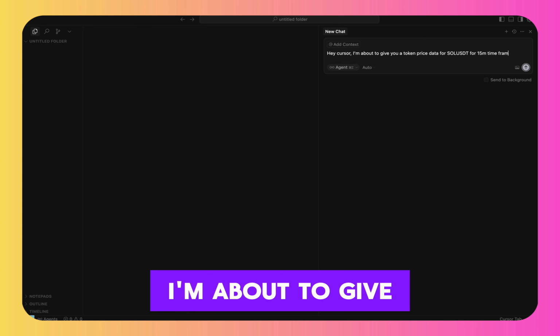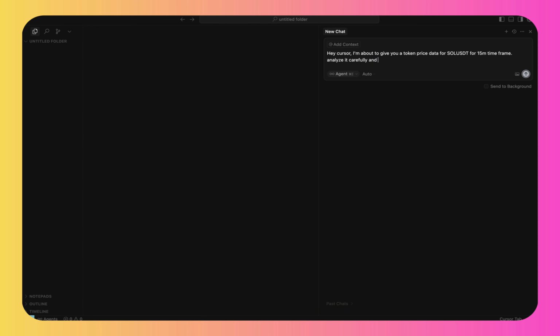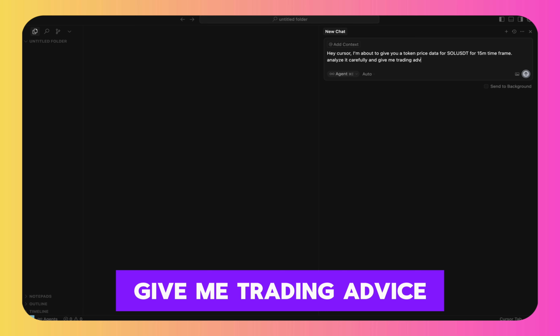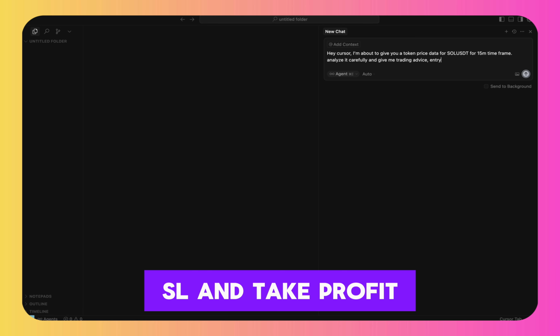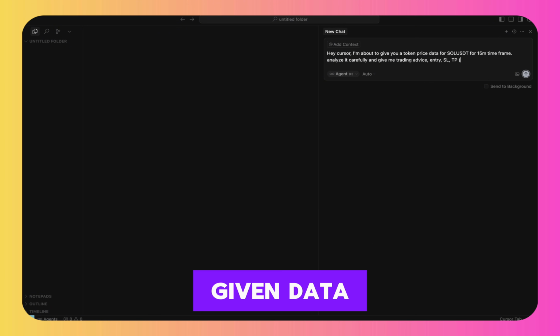Hey Cursor, I'm about to give you token price data for SOL on the 15-minute time frame. Analyze it and carefully give me trading advice, entry, stop loss, SL, and take profit, TP. Then press enter. Look, it's analyzing the given data.